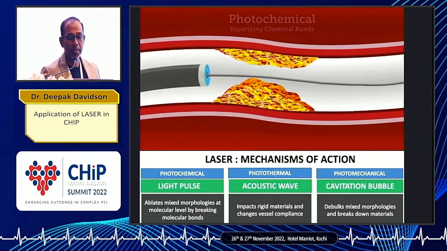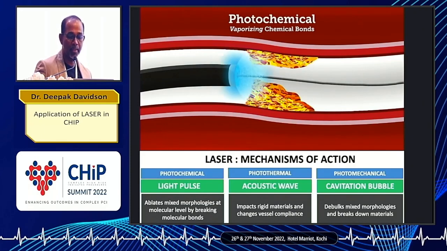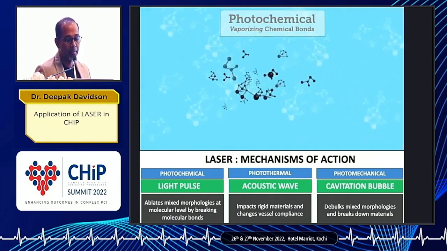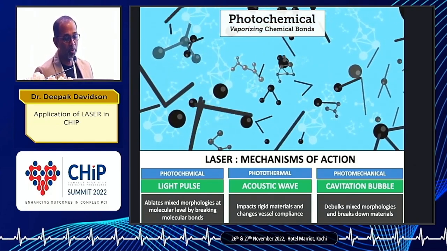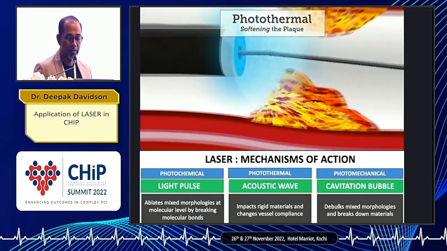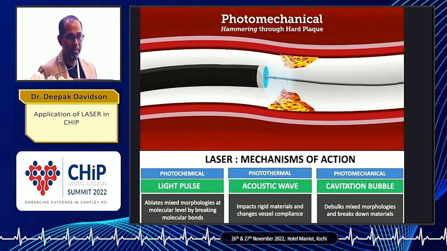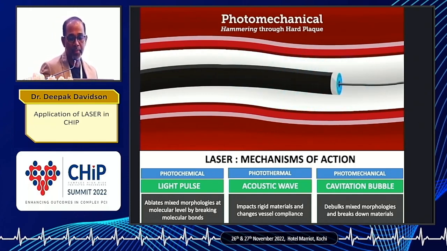Well, there are 3 unique mechanisms by which a laser could work. It's photochemical, photomechanical, and photothermal. Photochemical means it works in mixed morphologies. It works at the molecular level by breaking the molecular bonds so that the mixed morphologies could be opened up. Then photothermal works on rigid materials and changes the vessel compliance. It debulks the difficult lesions and makes the vessel more compliant.